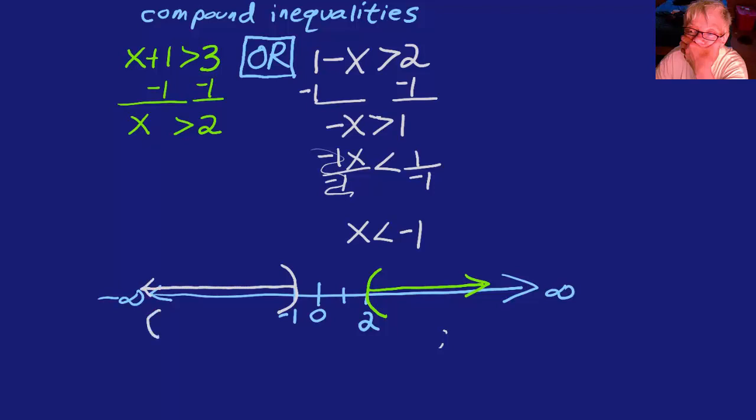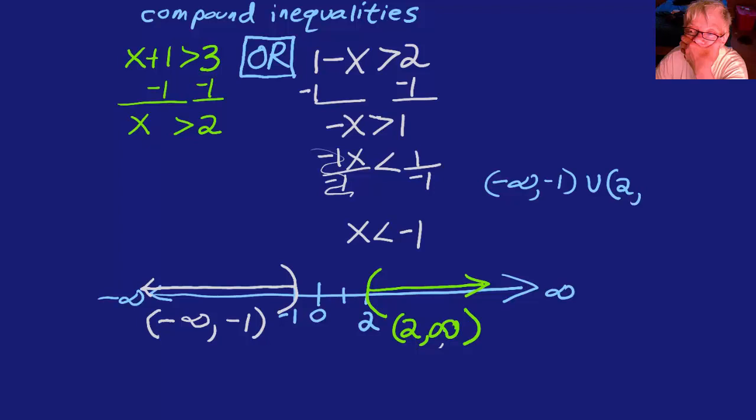And there is no overlap. However, we don't need it because we're using the word or. Find the interval notation for each piece of the graph. And our union is going to be the union of both interval notations.